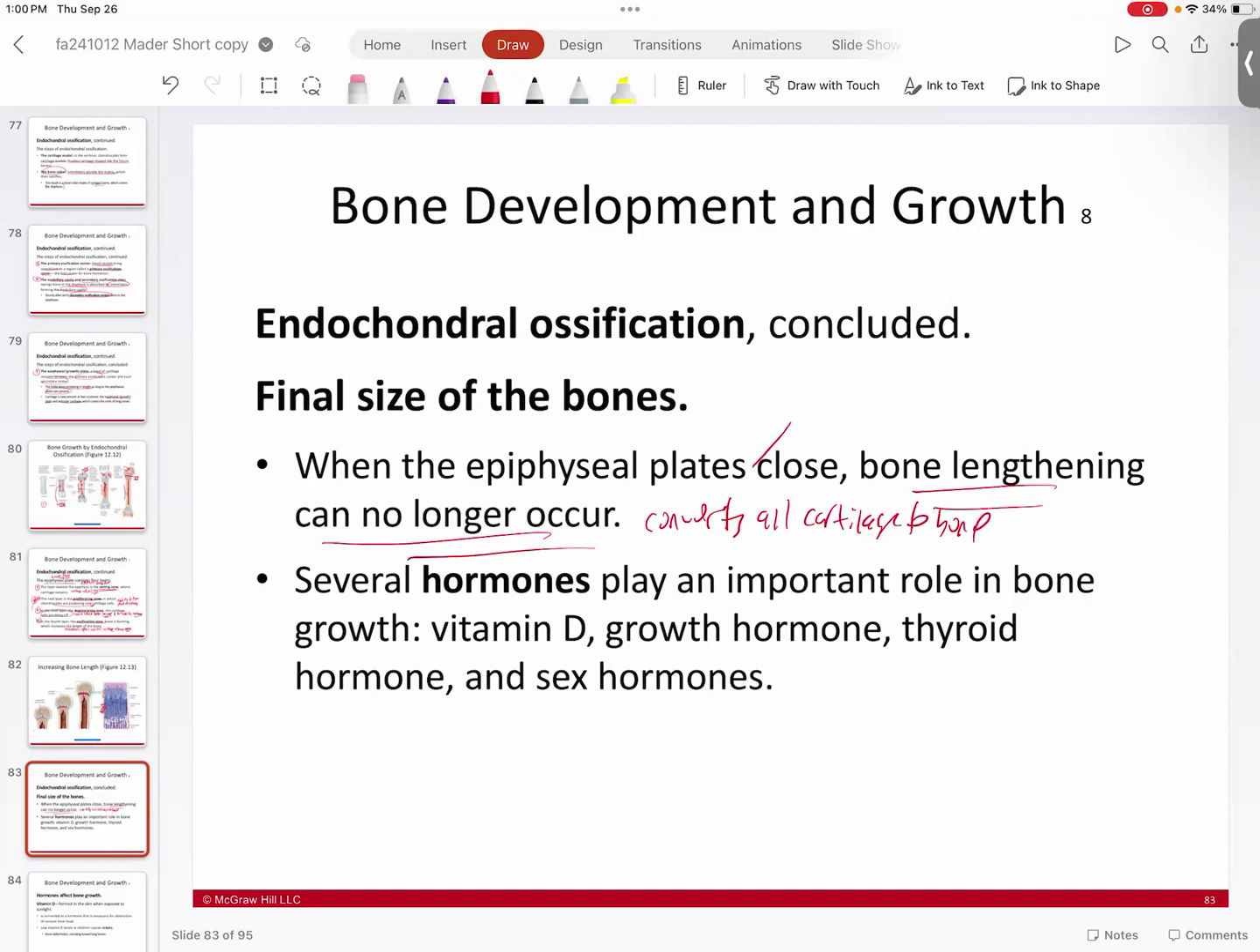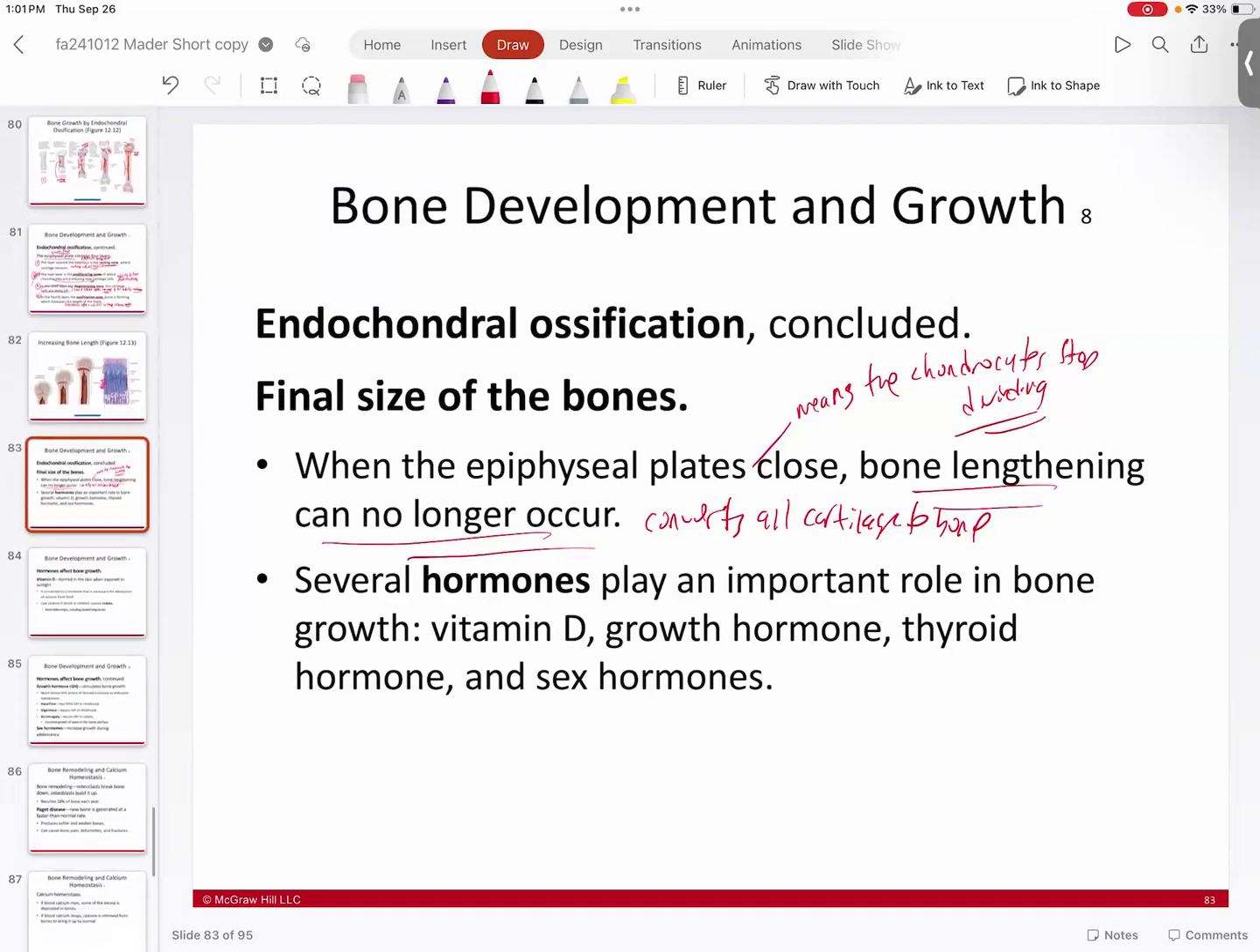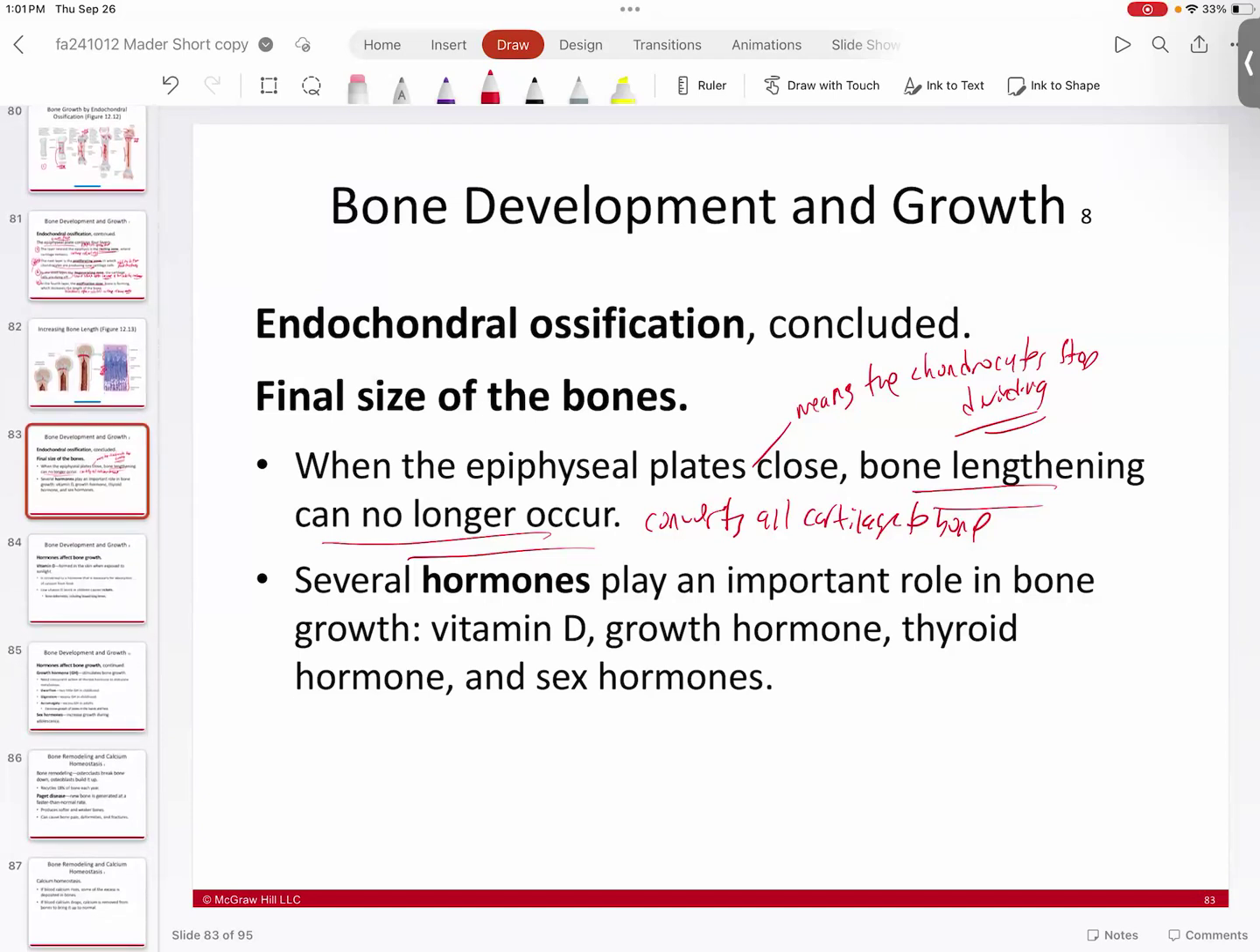And what it means by close is that the chondrocytes stop dividing. So you're no longer adding new cartilage to your plate. It's done. And so your osteoblasts will then fill in the rest of the cartilage, and then you'll be at your maximum height. It'll all be converted into bone. And that's what happens when we're 18, we stop growing.